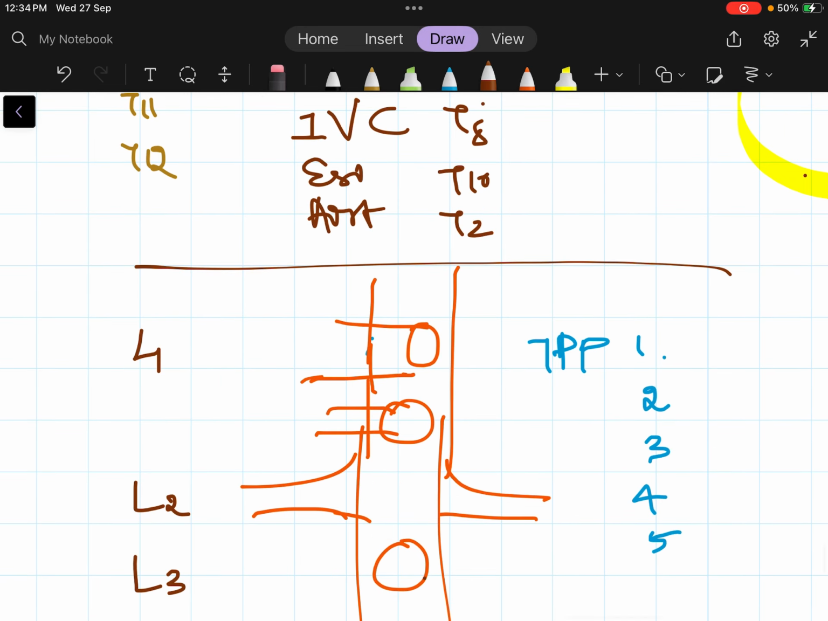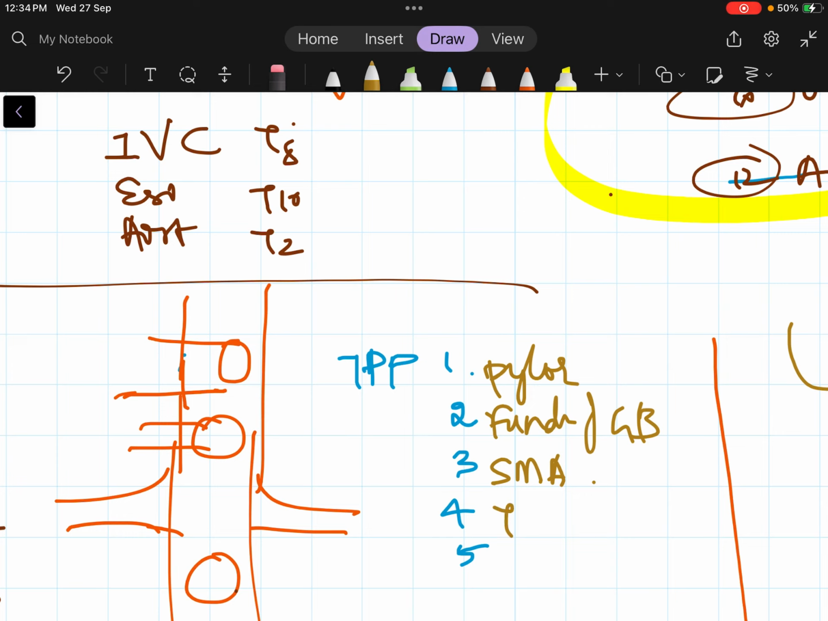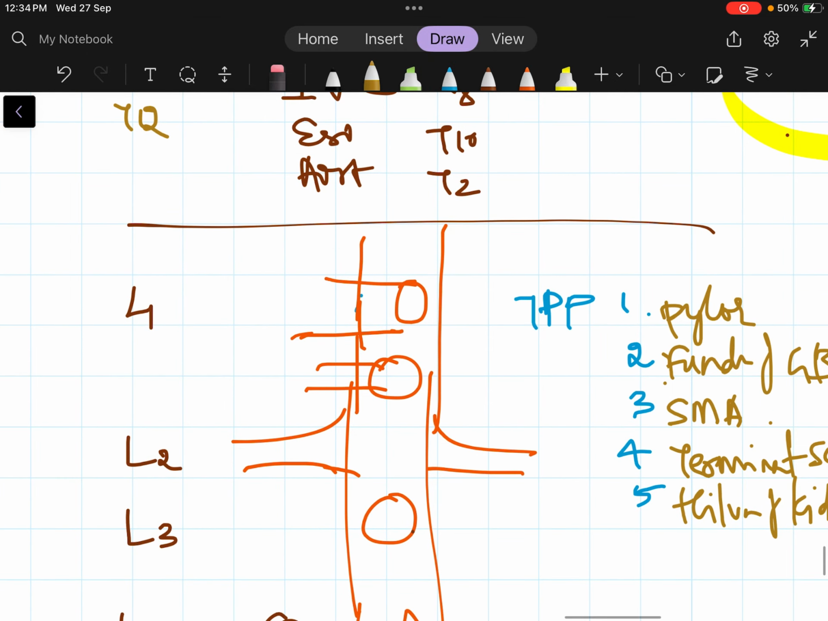Then we have lumbar vertebrae. At the level of L1 we have an important plane, the transpyloric plane, along which the pylorus passes. Fundus of gallbladder is present. SMA is present, and we have termination of the spinal cord at this level, and the hilum of the kidneys also at this plane. Abdominal aorta has the celiac trunk, which is at the level of T12, L1.